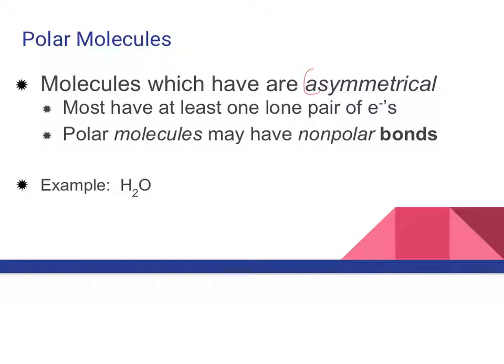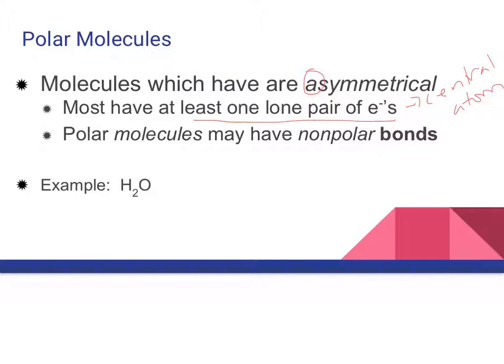The prefix "a" here means without. So essentially we are talking about molecules that do not have symmetry. Sometimes it can be difficult, especially in 2D when we draw these pictures, to decide if a molecule is symmetrical or not. So what we really want to take a look at is the lone pairs of electrons. Most polar molecules are going to have at least one lone pair of electrons, and I should clarify, found on the central atom.